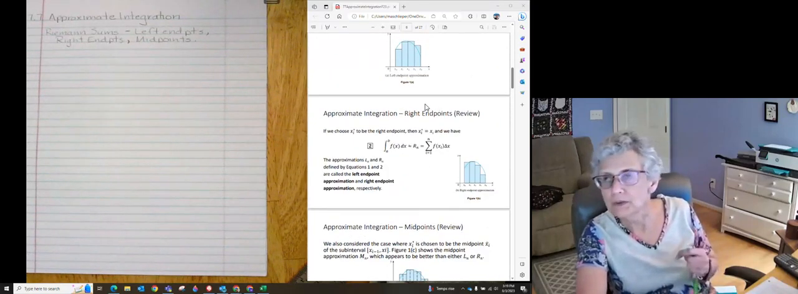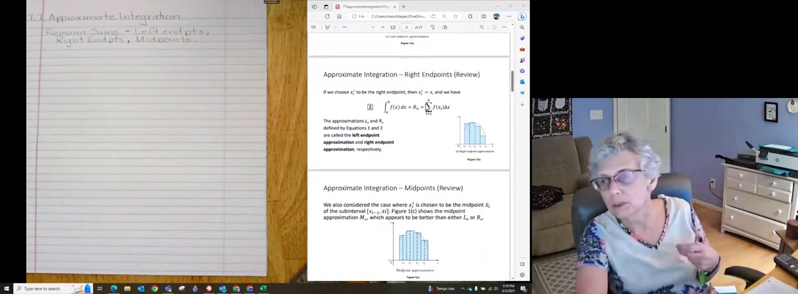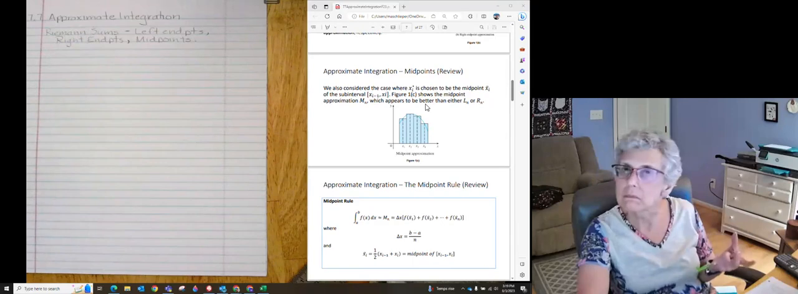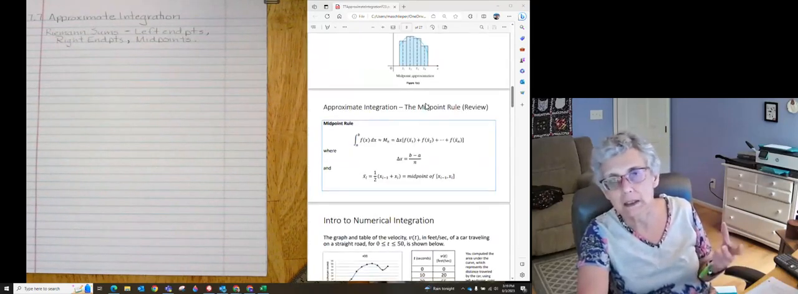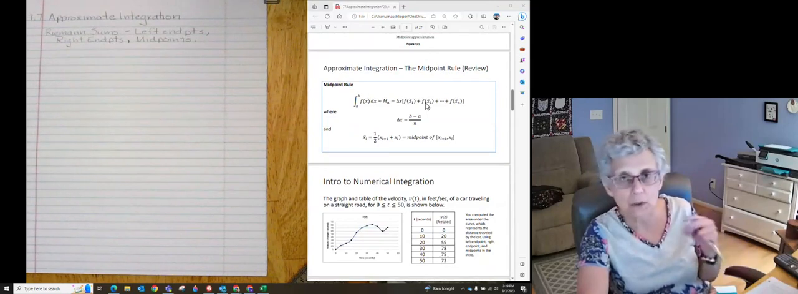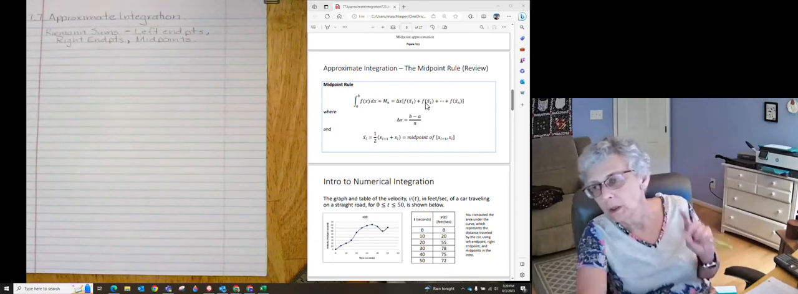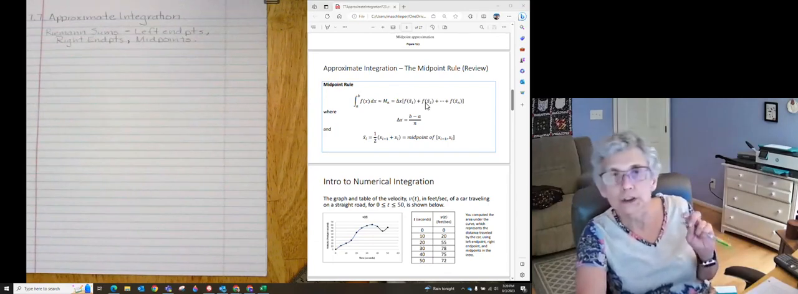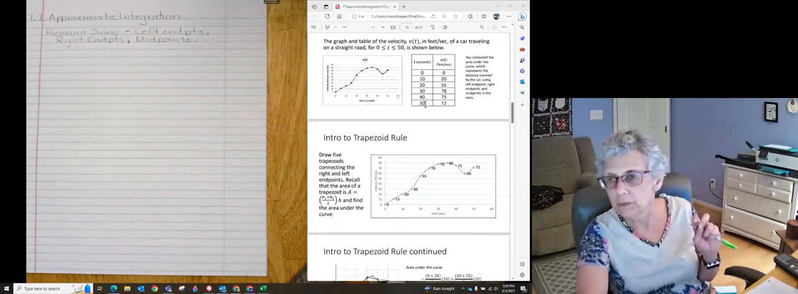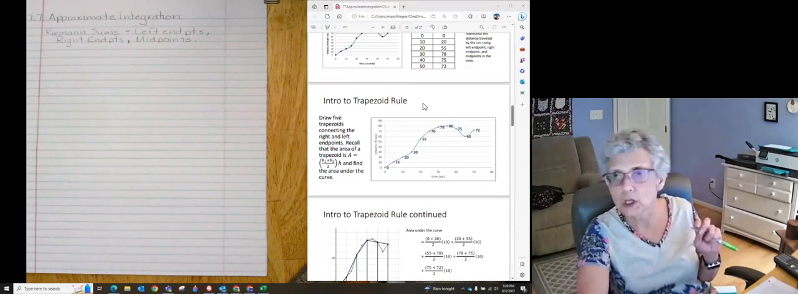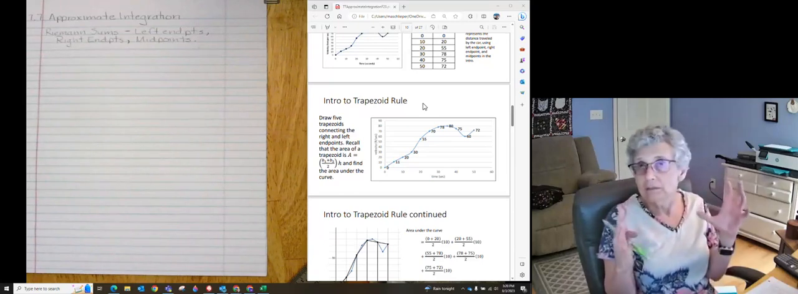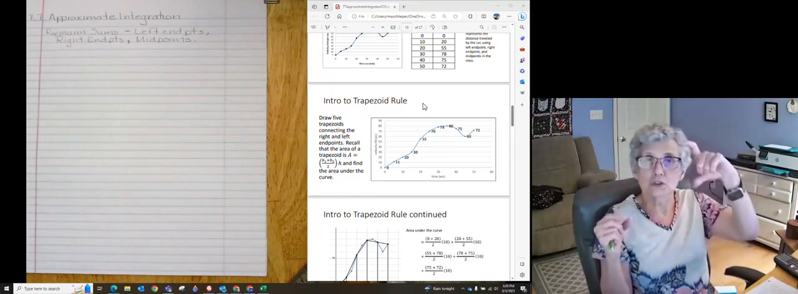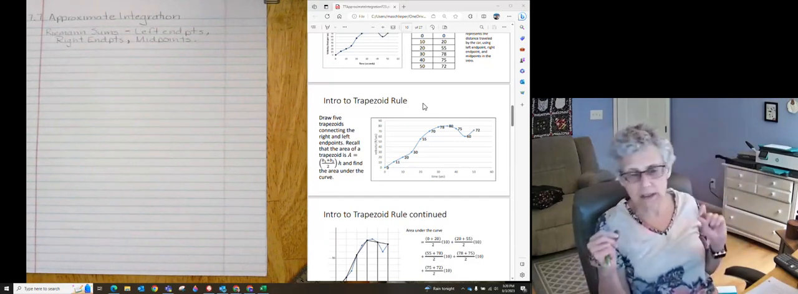Here's a little review of how to do left, right, endpoints, and midpoints. There may be some midpoint problems on your WebAssign. You won't be tested on it. You're going to be tested on the trapezoidal rule and Simpson's rule. So let's start by looking at this example that we did, and we'll introduce the trapezoid rule. It's kind of like the best of left and right endpoints because you just connect the endpoints.